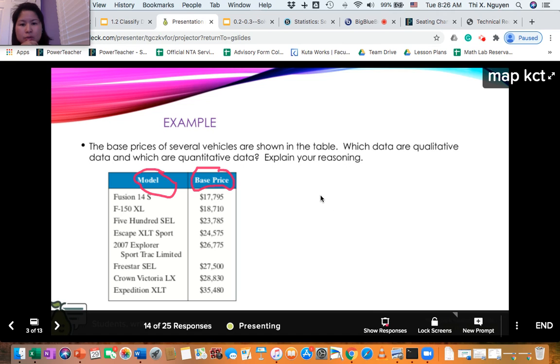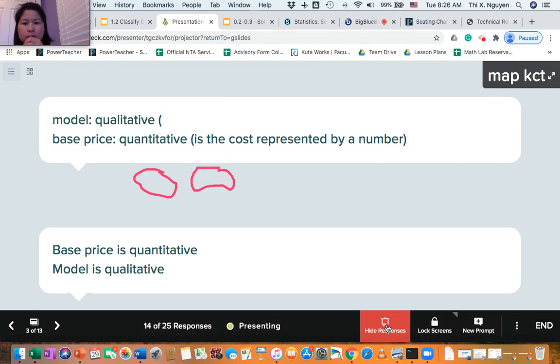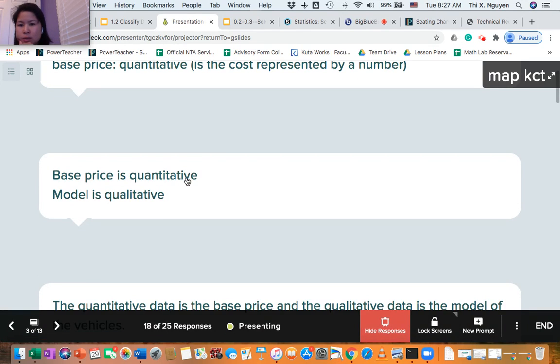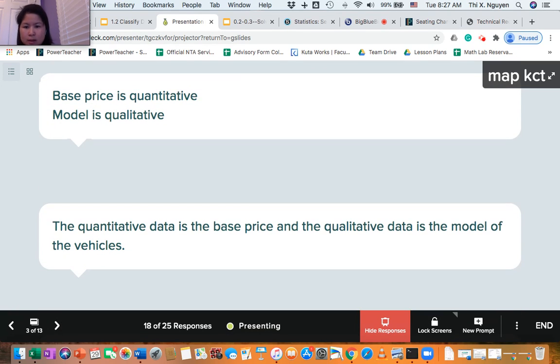All right. So let's see what you have to say. Model is the qualitative. That's good. The base price is quantitative. That is the cost represented by a number. That's awesome. Base price is quantitative. Model is qualitative. Yes, that's correct.